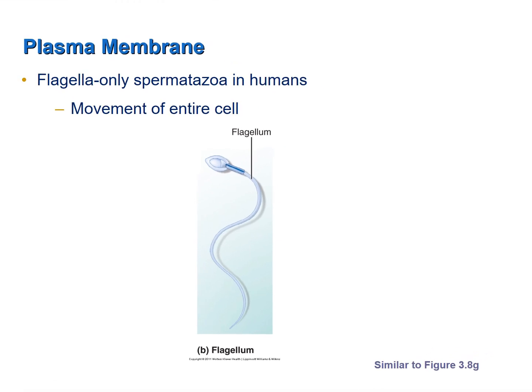A flagellum is a large tail-like membrane extension. In the human body, it's only found on the male sperm cell. It beats back and forth like a whip, and it propels the sperm cell forward.